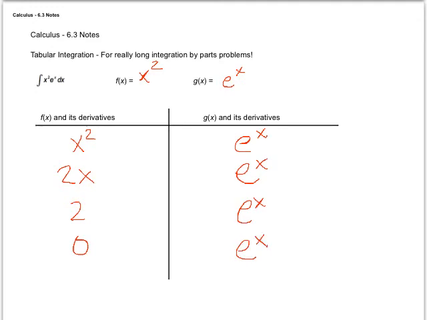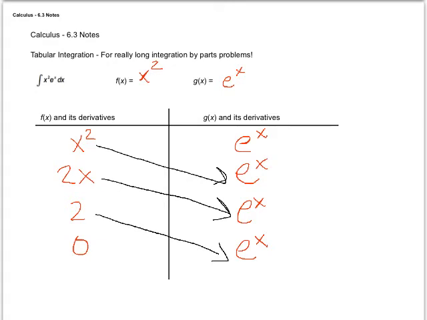Okay. And so now we're going to multiply across on a diagonal. So I'm going to do x squared times e to the x, 2x times e to the x, 2 times e to the x. And when I do that, I'm going to make sure that this guy gets multiplied by a positive number, this guy gets multiplied by a negative number, and this guy gets multiplied by a positive number.